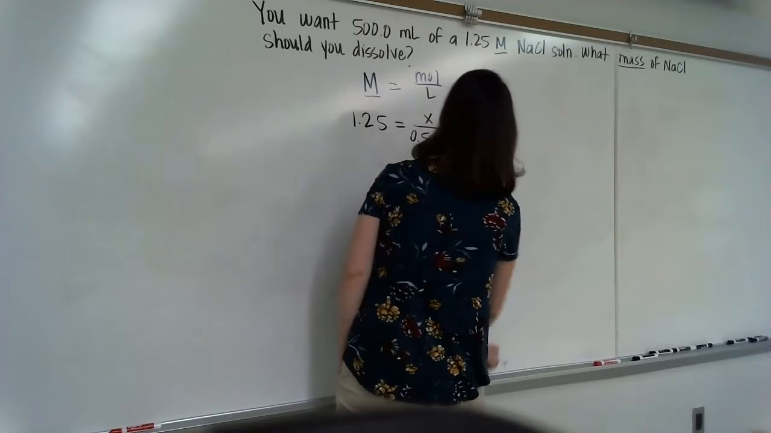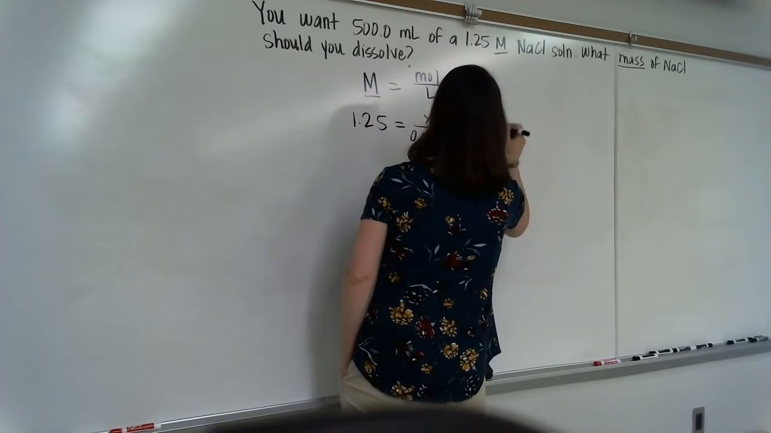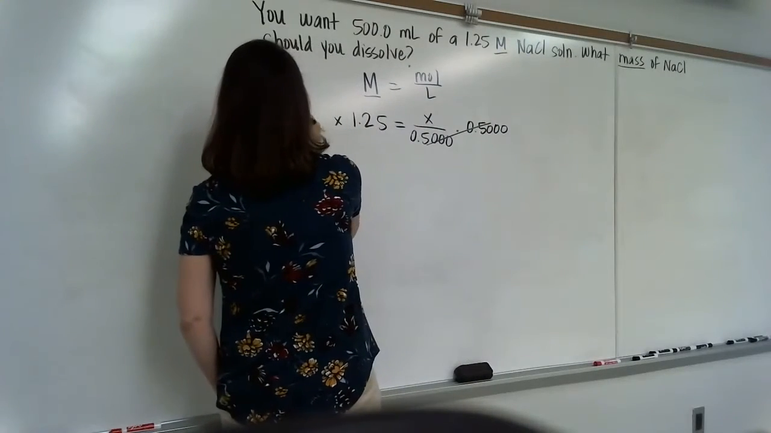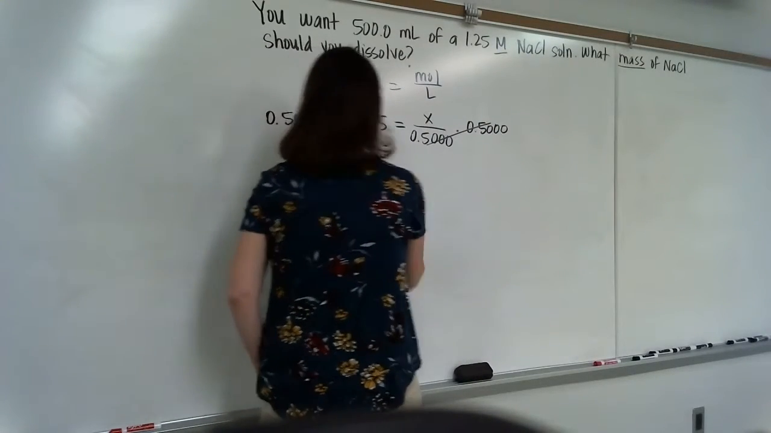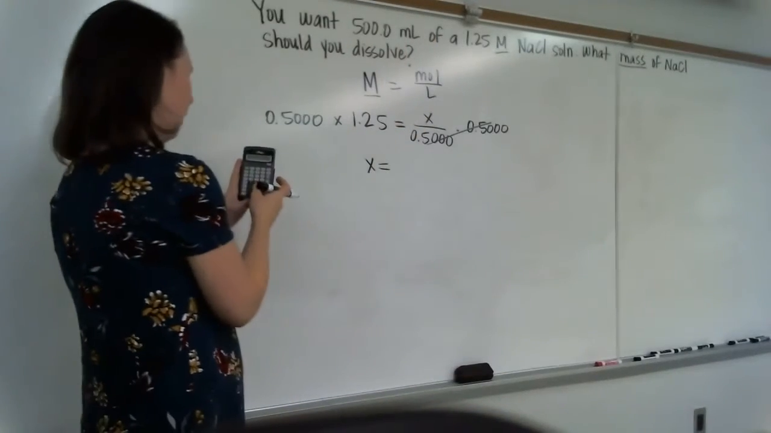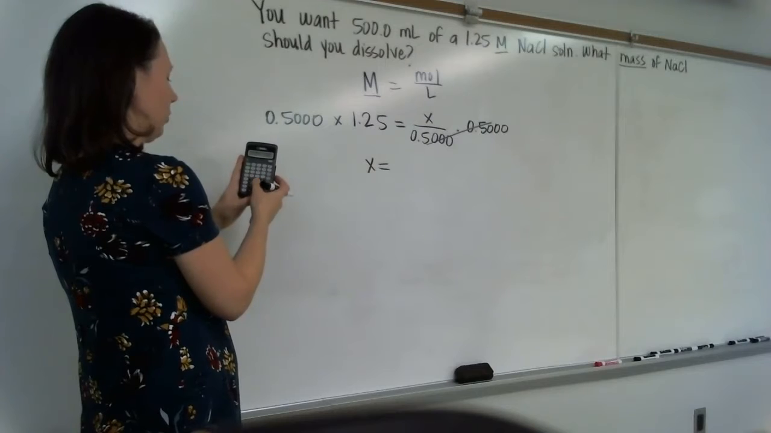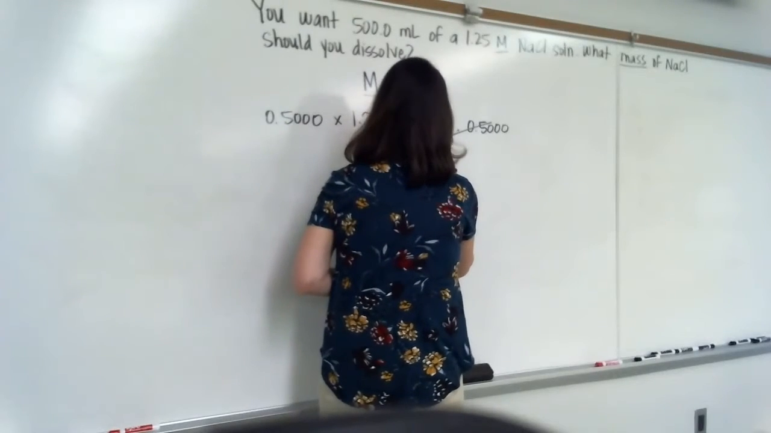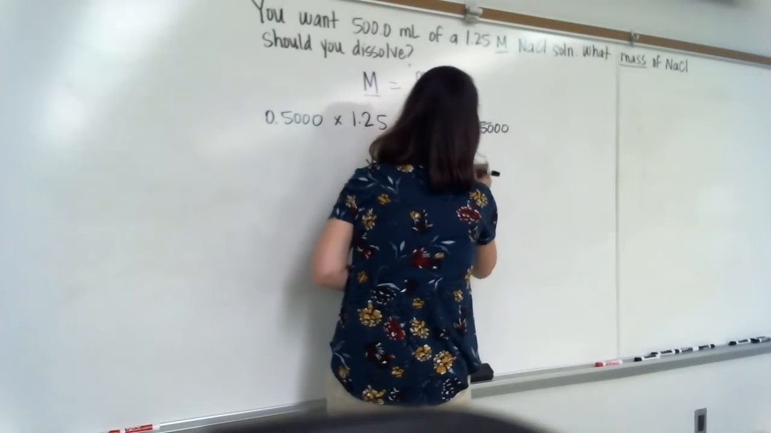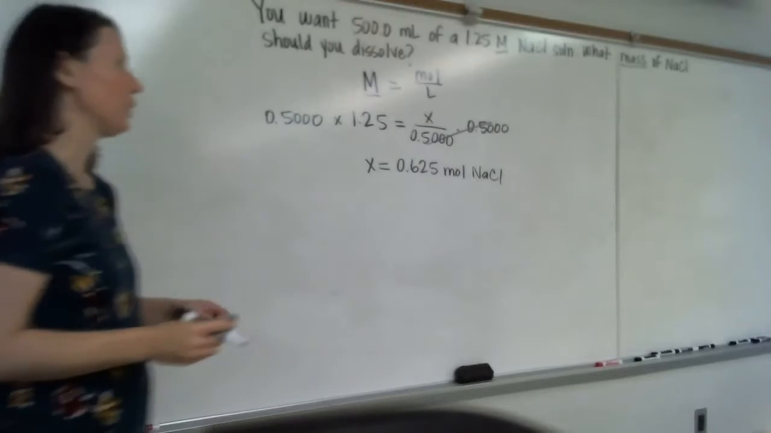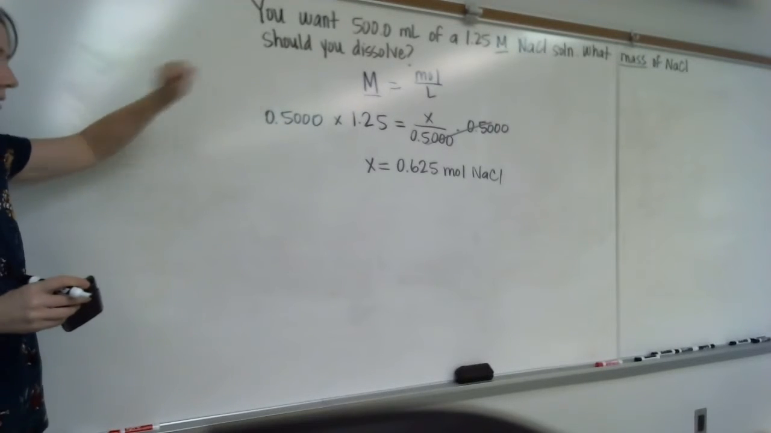0.5000 times 0.5000. So X equals, I'm just going to take half of that, 1.25 times 0.5, right? So 0.625, 0.625 moles of NaCl. That's great, we've got moles, but the problem asks what mass is dissolved.